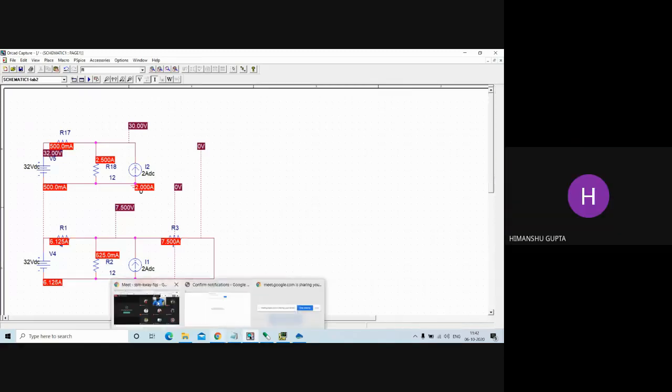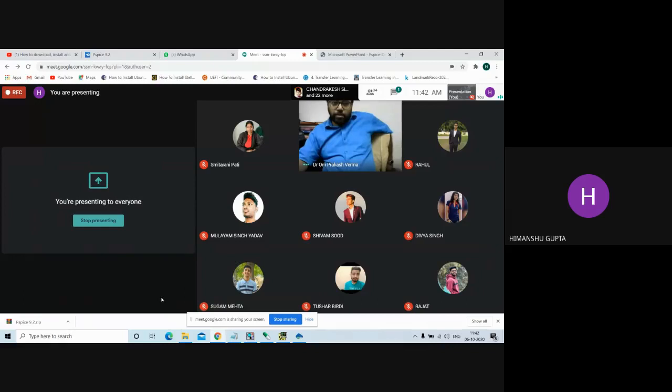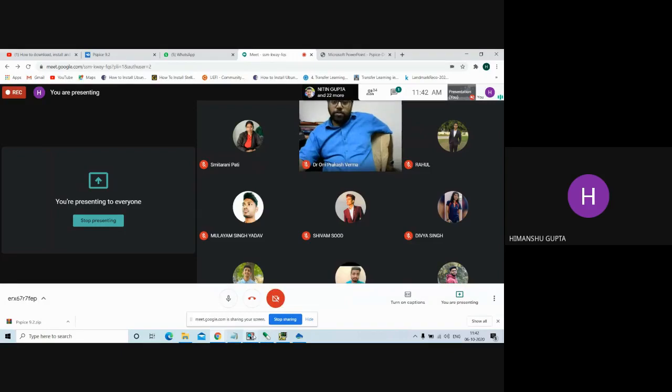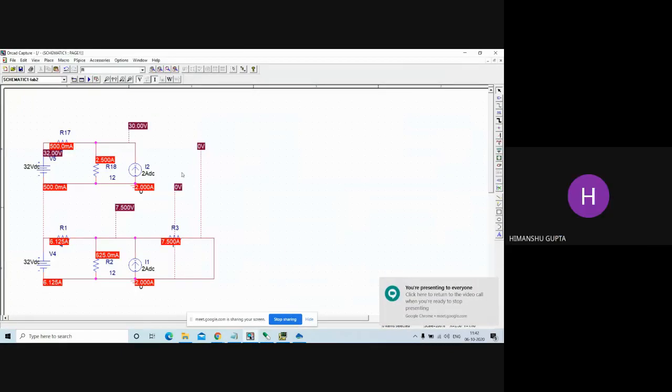But in actual practice, as we know, there is nothing like open circuit and short circuit in practical life. So in spite of replacing with open circuit and short circuit, practically we should replace the open circuit with a very high value resistance and the short circuit with a very low value resistance. But yes, you are right also. We can open circuit it also and short circuit it also. It will also give the same value. But what we get is open terminal voltage or open circuit voltage and short circuit current.